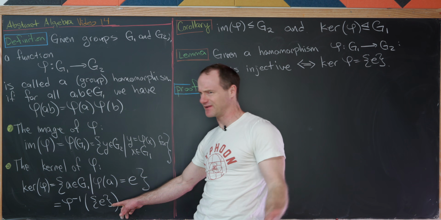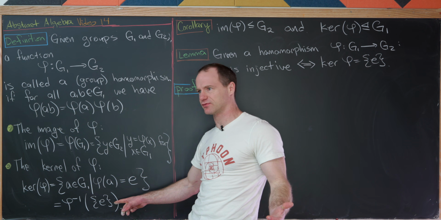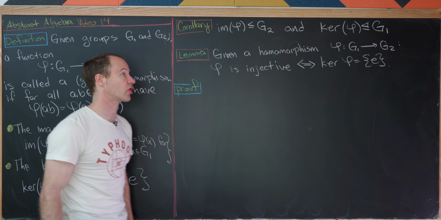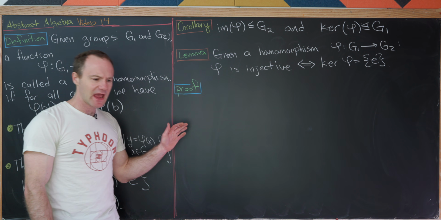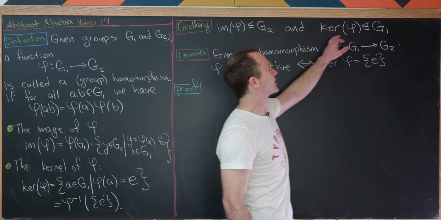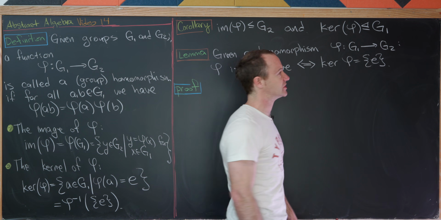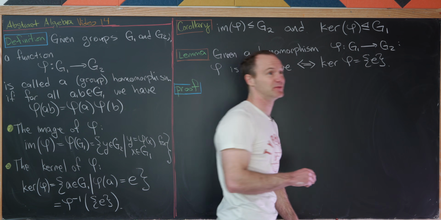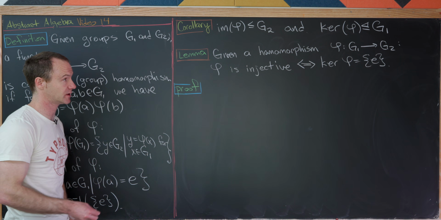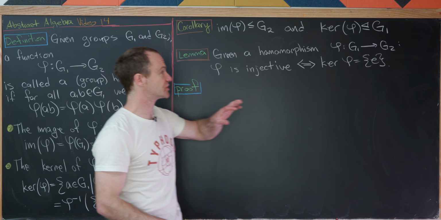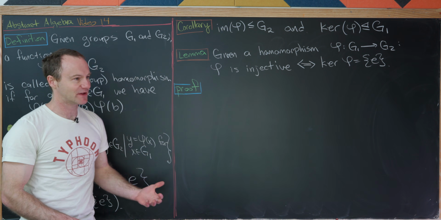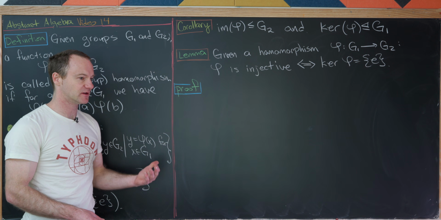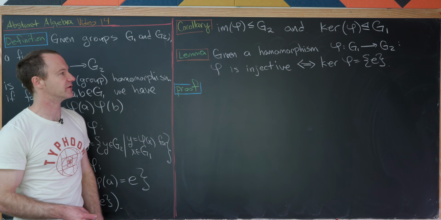But since this trivial group here is a normal subgroup, its pre-image is normal. But that makes the kernel a normal subgroup of the domain. And this actually raises the really important and logical question, which is: anytime you have a normal subgroup, you want to think about the quotient group. And what is the quotient group of G1 with the kernel of phi? Well, in fact, that'll be the topic of the most important theorem of the day.